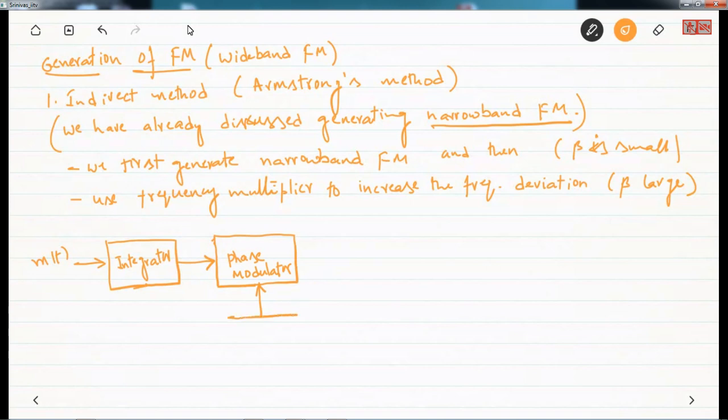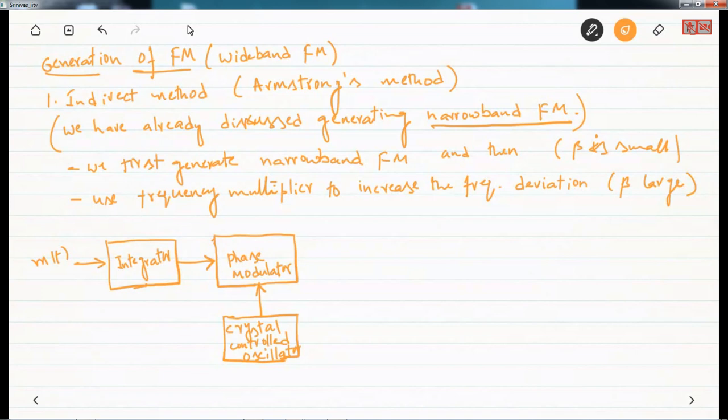the modulator should be supplied with a carrier signal, right? So the carrier signal is generated by a crystal controlled oscillator. You can simply also write this as a crystal controlled oscillator. Crystal controlled in the sense its frequency is kept stable. Its frequency is controlled by a crystal of very high quality, so that its frequency doesn't deviate much.